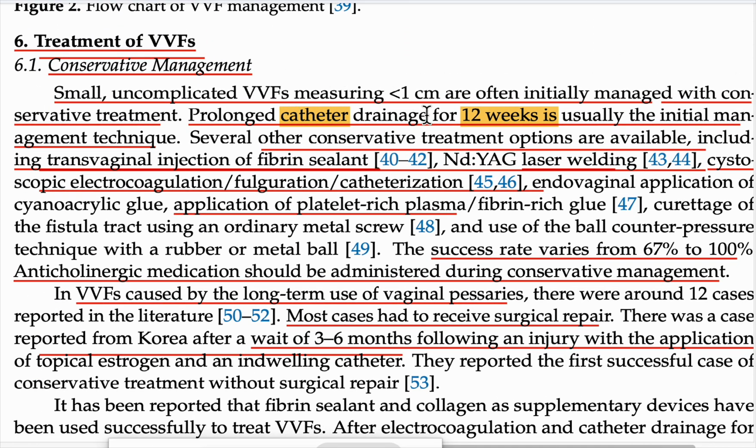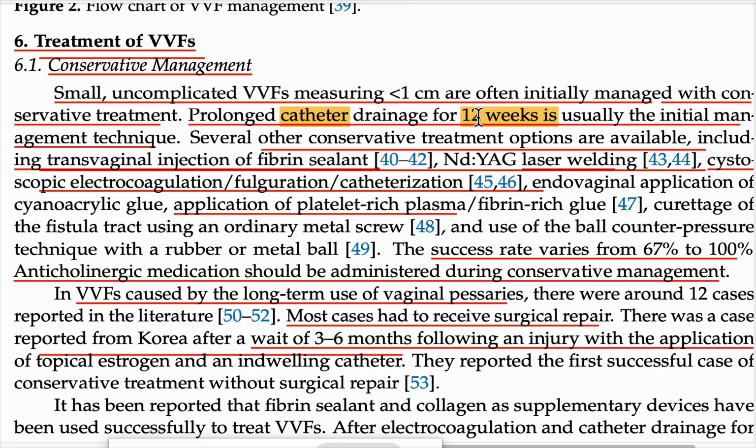If the fistula is less than 1 centimeter, we are going to put in a catheter, and for how many days? 12 weeks. Please remember, this is a very important MCQ. For conservative management of the fistula, they can give you options like 12 weeks, 20 weeks, 10 weeks, but you have to remember it is 12 weeks minimum. So the conservative management is a 12-week catheter.